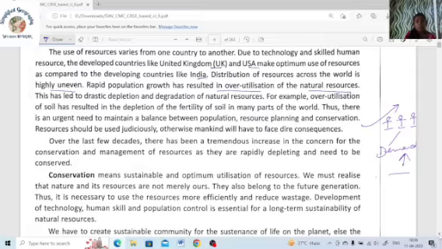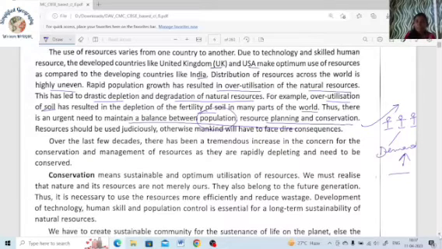Demand is also more. So that makes developing countries unable to make profit or unable to develop themselves. This led to drastic depletion and degradation of natural resources. For example, overutilization of soil has resulted in the depletion of fertility of the soil in many parts of the world. Thus, there is an urgent need to maintain balance between population, resource planning and conservation.